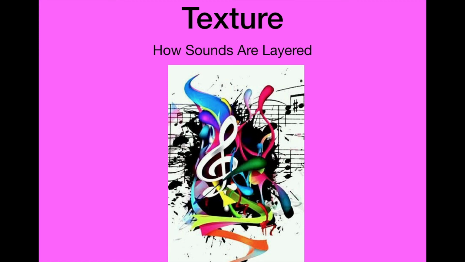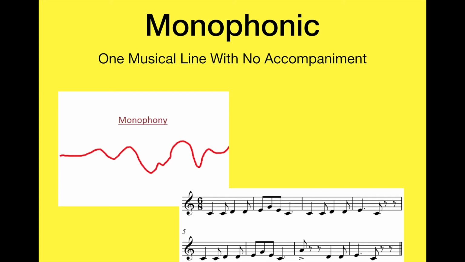Now, texture is how sounds are layered. We can have a piece of music that is monophonic, where it's one musical line with no accompaniment. The only thing you hear is the tune. That is it. Only the tune. Here's this little tune. That's all you get with the tune. Something like Happy Birthday, as I've demonstrated on the video. You could have monophonic if all you heard was, all you're hearing is that one tune.